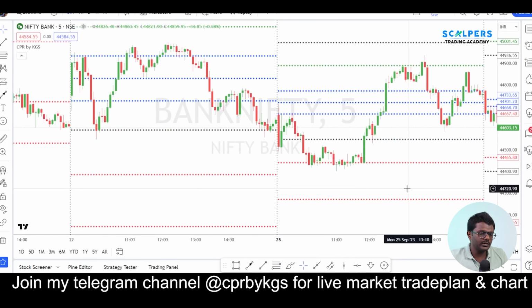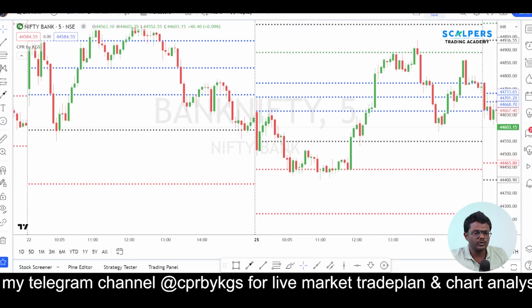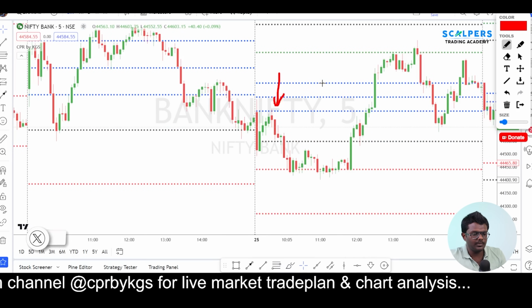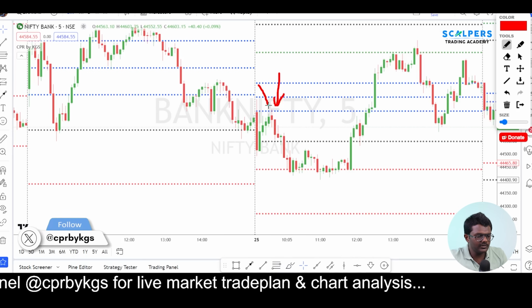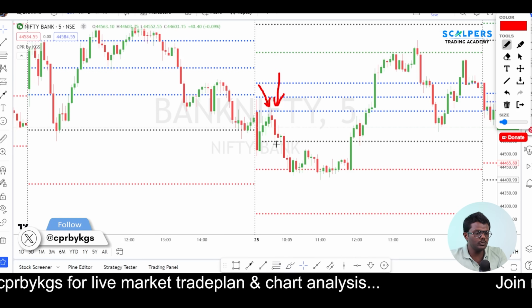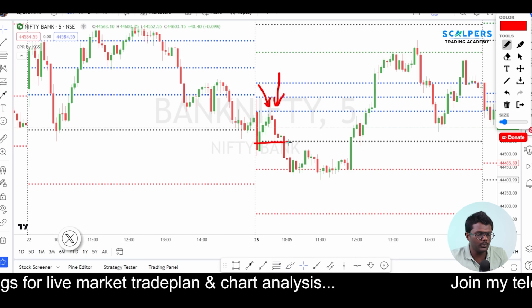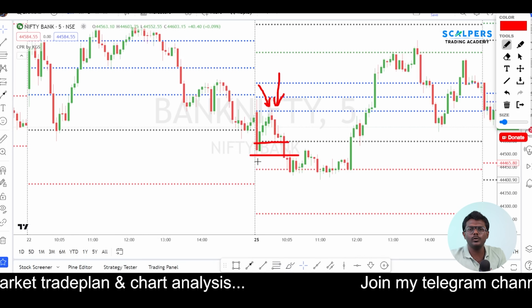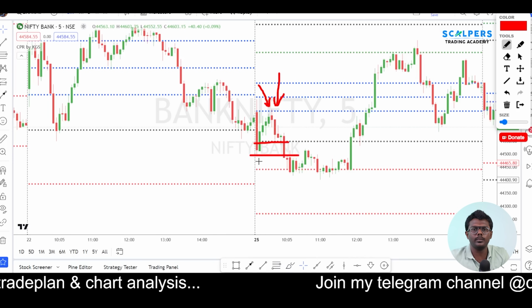Now on 25th September, I will look for a short positions when the candles are taking resistance at daily CPR. So in this candle, I am having some room to scalp till previous day low, or I am having some room to scalp till the first candle low. So I will go for a short position.